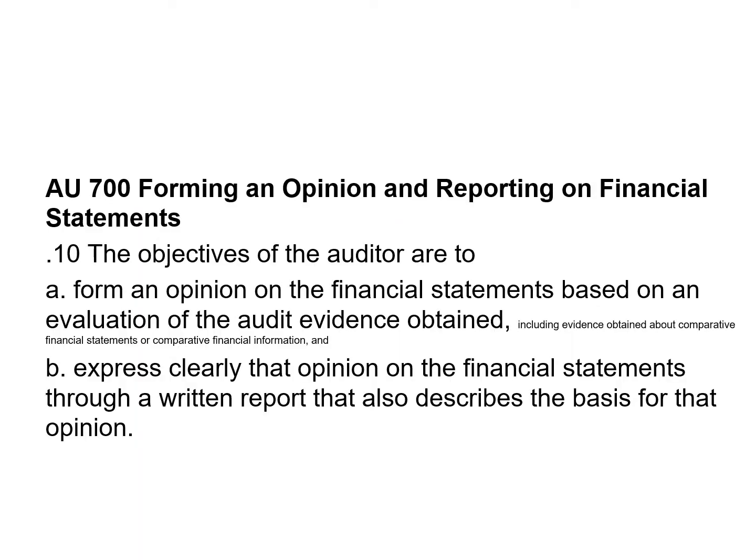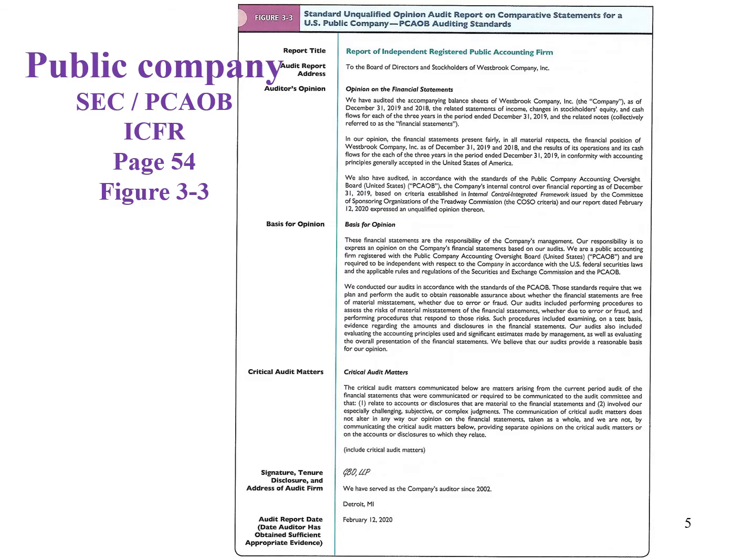700, it's one of the thou shalt knows, the objective of the auditor. Form an opinion on the financial statements based on an evaluation of the audit evidence. Evidence-based decisions. So we're going to form our opinion on the financial statements based on the audit evidence. Express clearly that opinion on the financial statements through a written report that also describes the basis for the opinion. So we've got a written report that also includes a description of the basis for the opinion. That's kind of important.